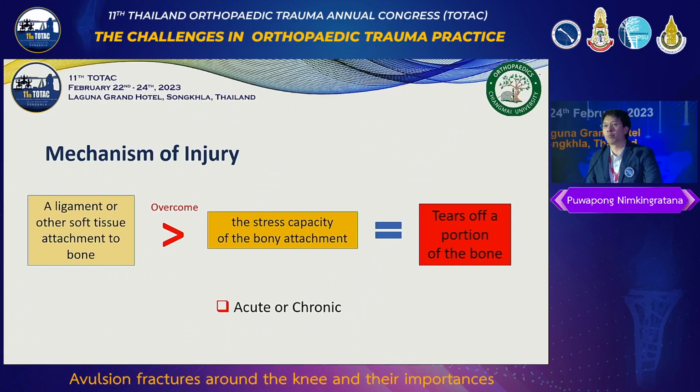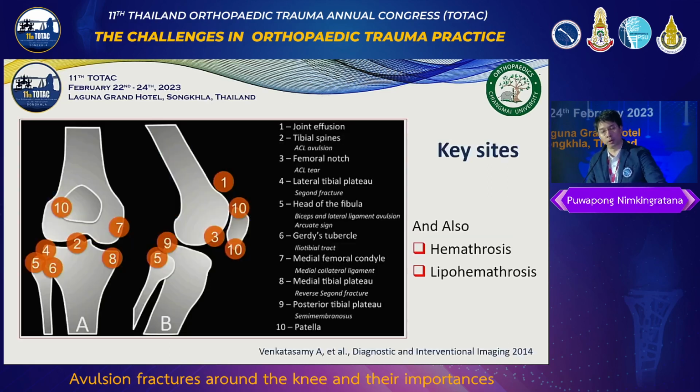Please imagine that when you get an injury to the knee itself, a ligament or the soft tissue that attaches to the bone might be injured. That means when the force overcomes the stress capacity of the bony attachment, you get tears or some injury of a portion of the bone as well. This could be either an acute injury or a chronic injury, and maybe you can observe these incidents more in pediatric cases than in adult cases, where it is quite common.